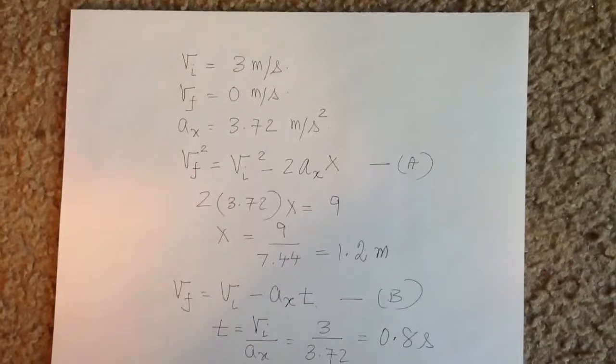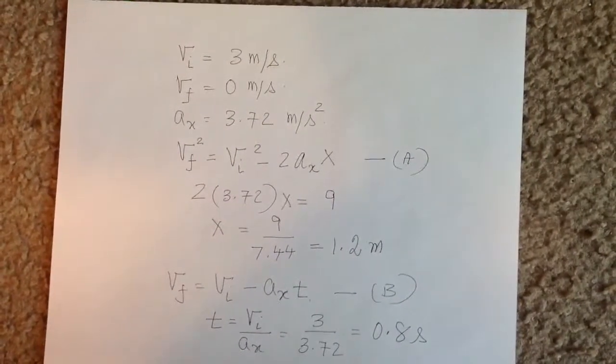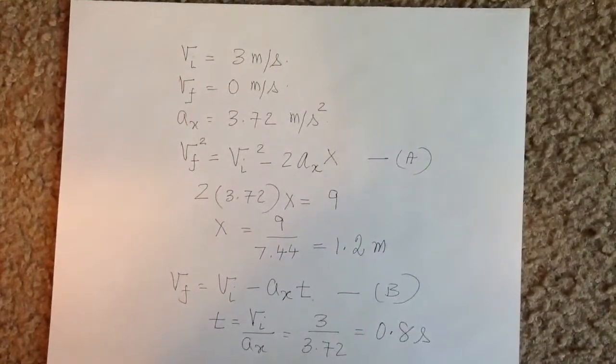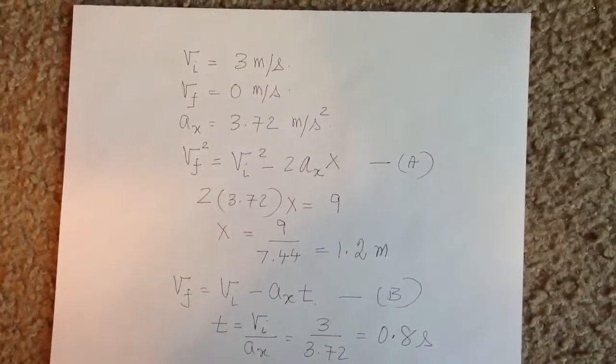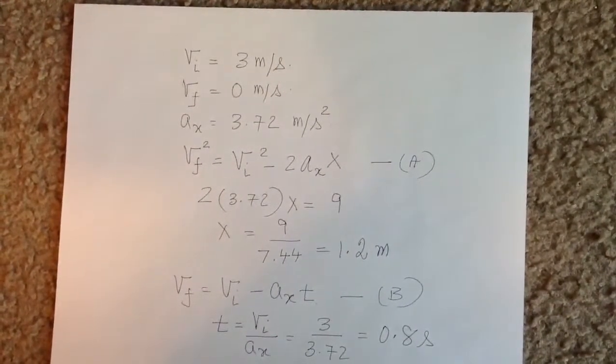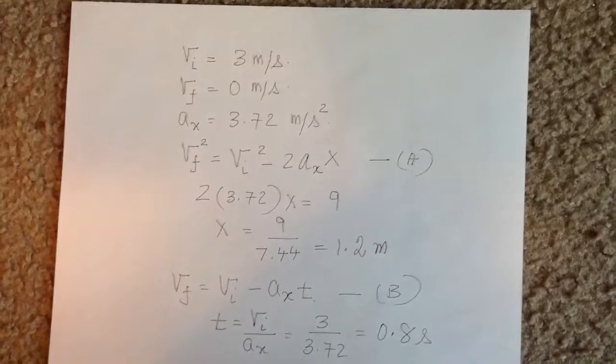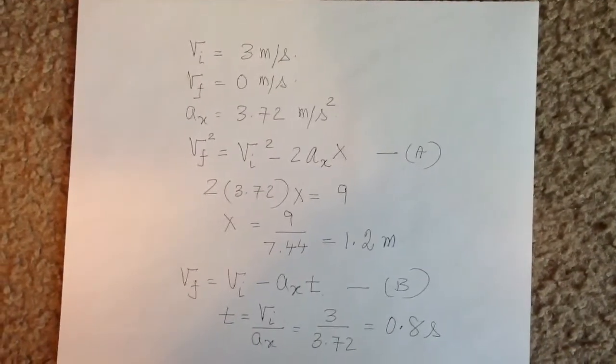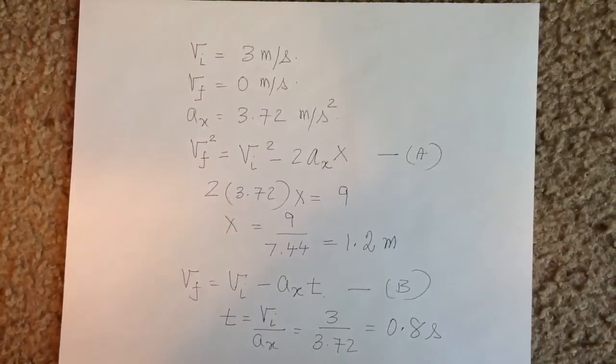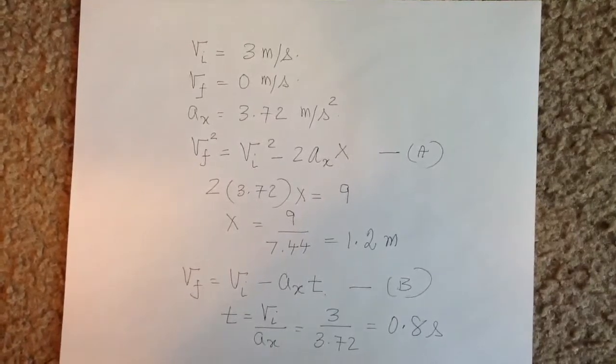Here are the things that we know. The initial velocity is 3 meters per second. When the object gets to the top of the incline and stops, the velocity will be 0. The acceleration we just found out is 3.72 meters per second squared.